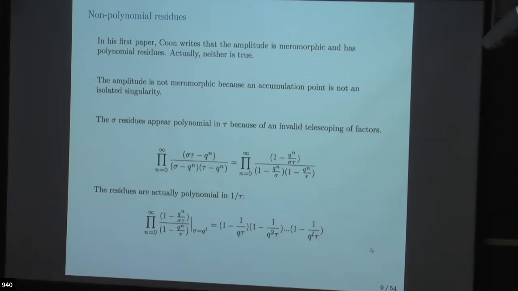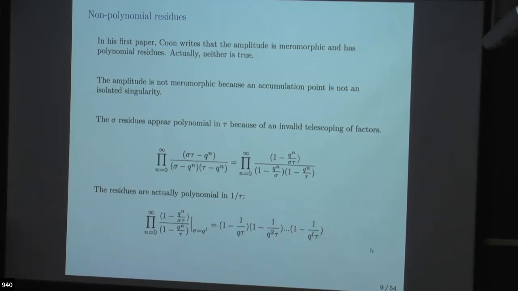So first of all, the amplitude is not strictly speaking meromorphic, but that's more a matter of definition, right? Because usually the mathematical definition of meromorphic is that you have at most isolated poles, but the accumulation point is not an isolated pole. Any disk you take is going to have extra poles in it. But I think what Kuhn really meant is that there are no branch cuts in the original version of the Kuhn amplitude.